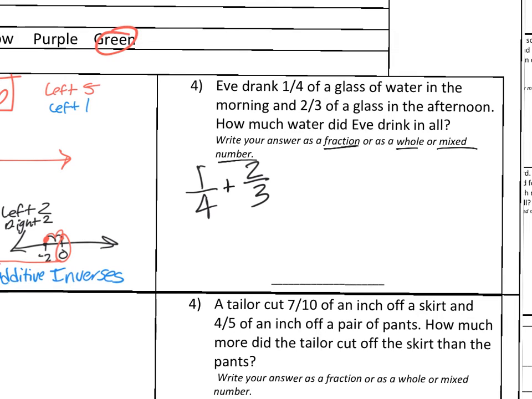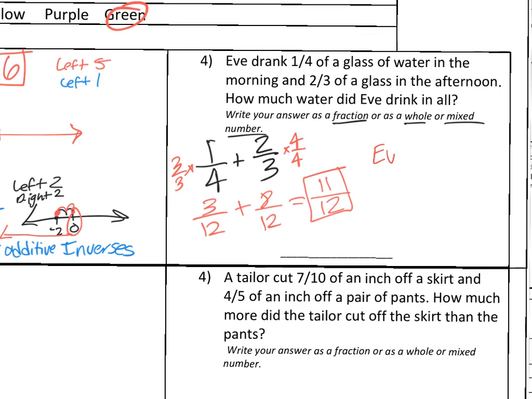Now, these do not have the same common denominator, but I know that I can multiply the second fraction by 4/4 and the first fraction by 3/3 so that I get 12 on the bottom. 3 times 1 is 3. 3 times 4 is 12. Now the second fraction. 2 times 4 is 8. 3 times 4 is 12. Now I can add them together. 8 plus 3 is 11. And then the denominator stays the same. So 11/12. Now we can say Eve drank 11/12 cups of water total.